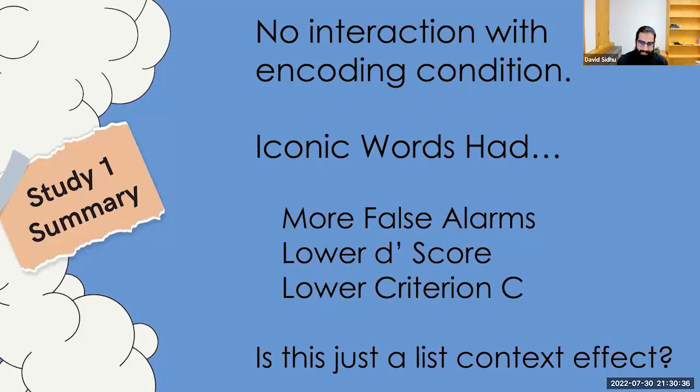But at this point, we thought, is this just a context effect? So an effect of the list context. The idea here is that when the participants learned the words, half of them were these weird onomatopoeic words. So potentially, because they're seeing so many onomatopoeia, when they then see these new onomatopoeia at test, they're going to be more likely to false alarm to them.